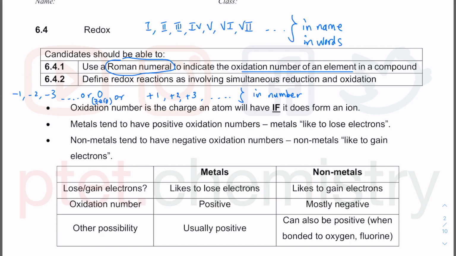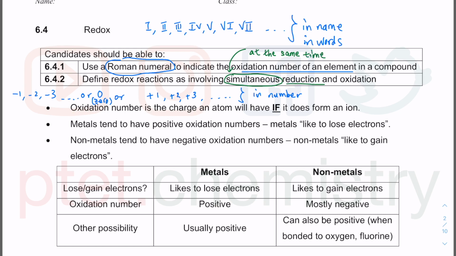So what else can I tell you? Well, define redox reactions as having simultaneous reduction and oxidation. Simultaneous means happening at the same time. Like simultaneous equations in mathematics, where you have two equations you have to solve. So in the same reaction, you get simultaneous reduction and oxidation.